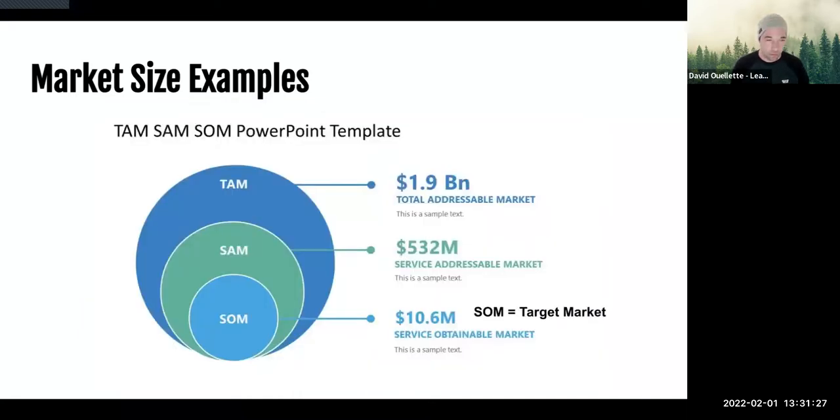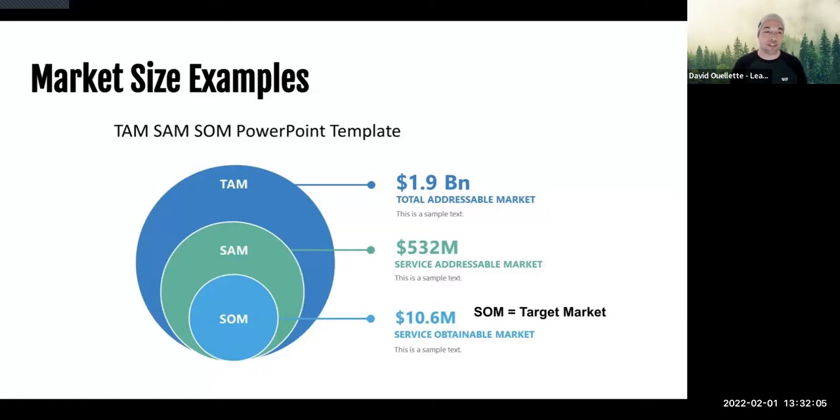Okay. So here's an example. We start at 1.9 billion as our total addressable market, which gets scaled down to 532 million, which then gets scaled down to 10.6 million as our actual target market. Now your numbers could be way less than that. It could be 10,000 down to 1,000 down to 500, right? Those 500 could be very valuable customers. Sometimes more doesn't mean more value, right? There may only be a small market available for what you're offering. So obviously it's going to look uniquely different for each and every one of you.